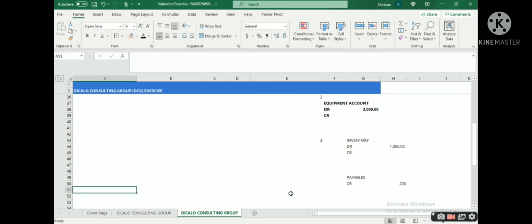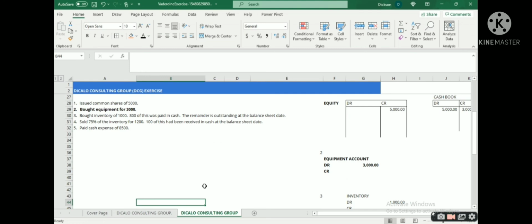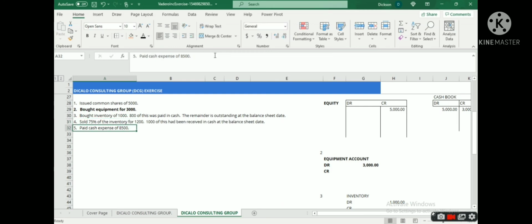Now let's go to the next example. They are saying that in the fourth example, the business sold 75% of the inventory for $1,200. $1,000 of this had been received. It should be $1,000 and not $100. You know, it's just a hypothetical example that we're using to illustrate this so that you can better understand what we're doing here.